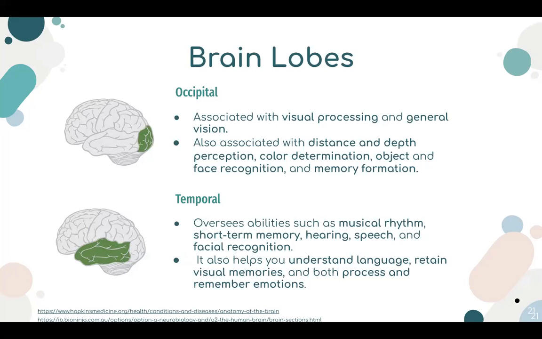So you have the occipital lobe, which is associated with visual processing and general vision. Basically, it allows you to understand what you're looking at. It also is associated with distance and depth perception, so allowing you to see how high up you are compared to the ground. Color determination, object and face recognition, and memory formation.